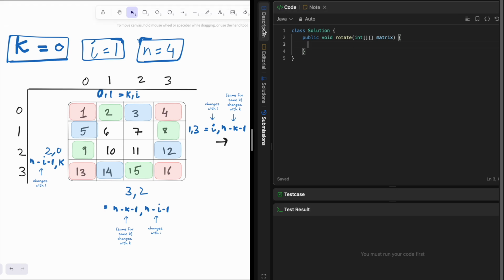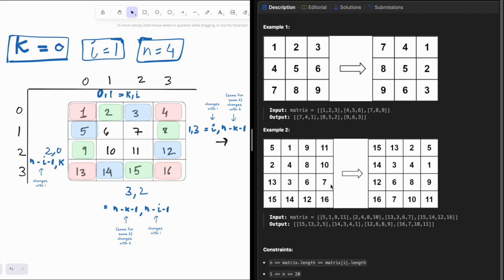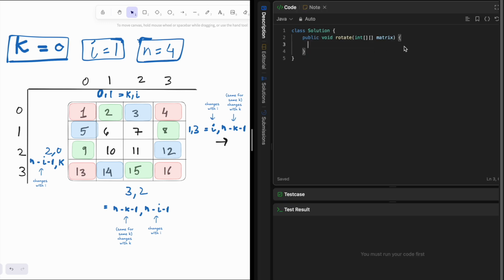This is your question, which we have already discussed. First is our n variable, where n is matrix dot length, since it is an n by n matrix. Other than that, we also need our k value: int k is originally equal to 0. And how are we doing this k loop? k is going to be less than n plus 1 by 2.